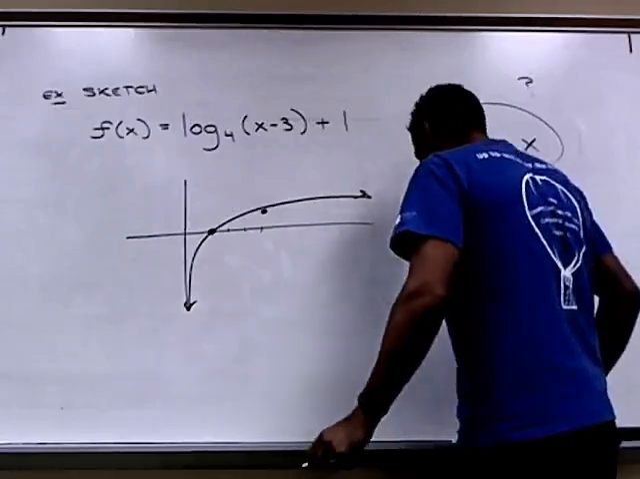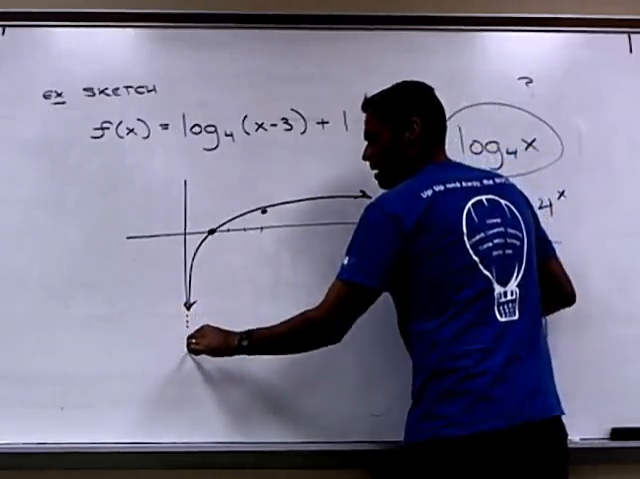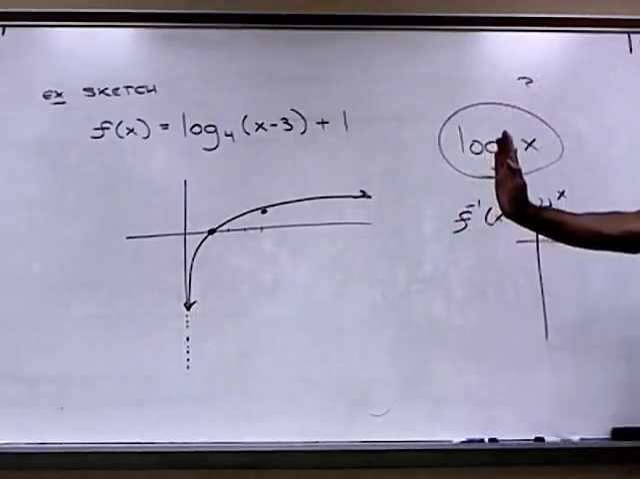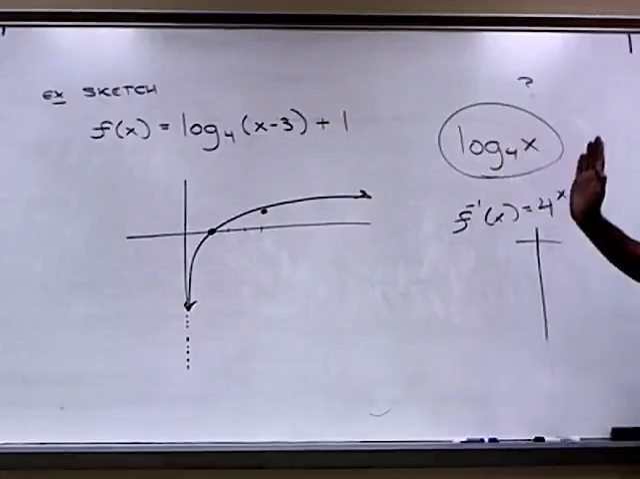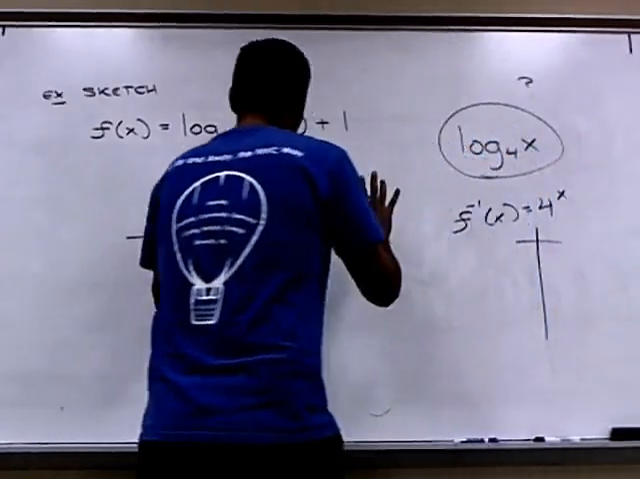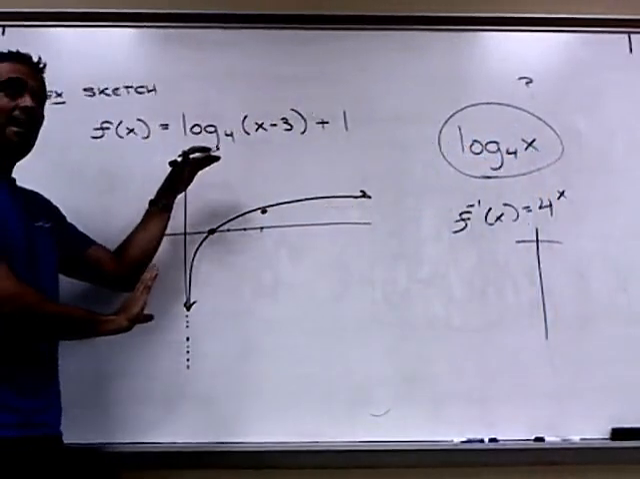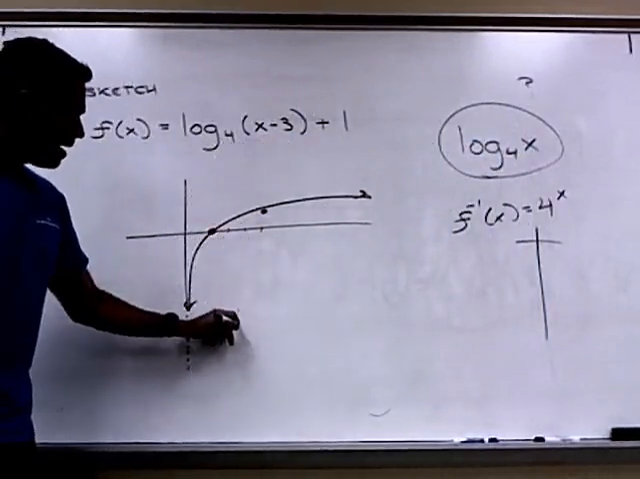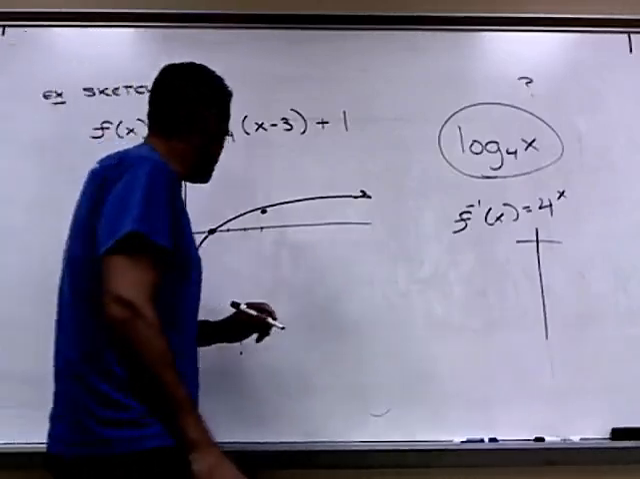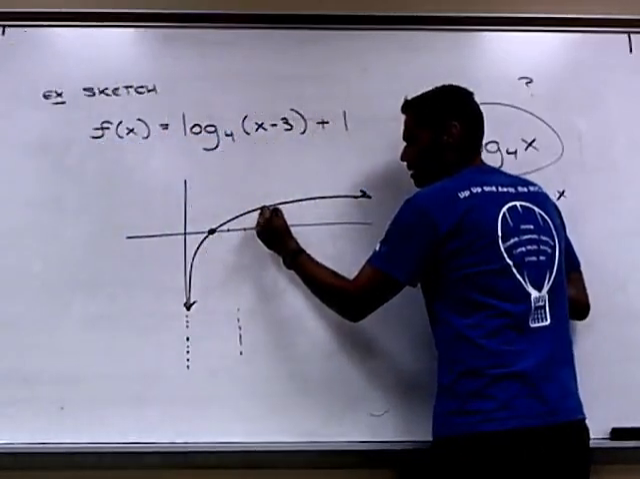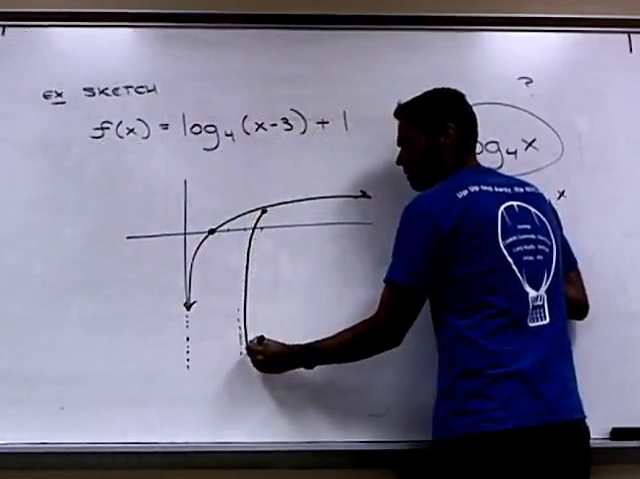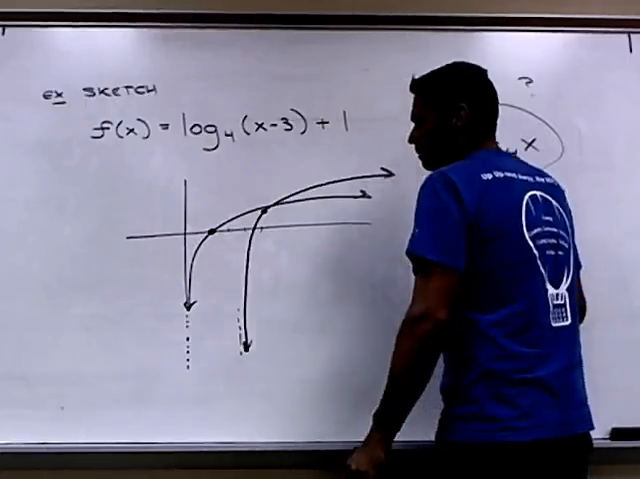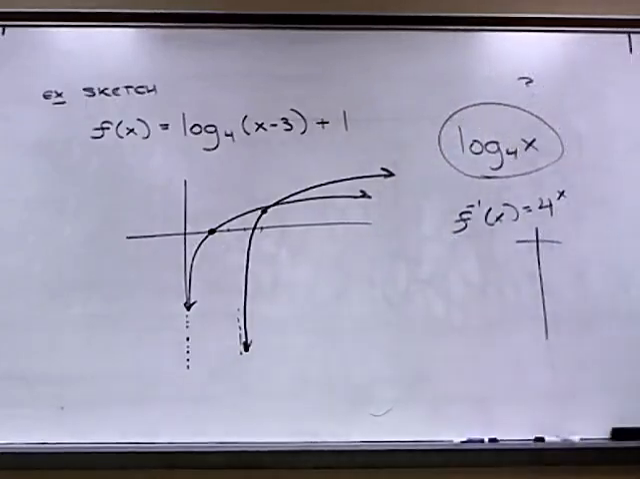Now, what happens to that vertical asymptote? It goes how far? Right 3, doesn't it? Since the whole graph shifted, the asymptote's going to shift also. So if I go to the right 3, 1, 2, 3, come down, draw my vertical, then I can see that this point was going to dive down like that, and it's going to come up like this. Does that kind of make sense?